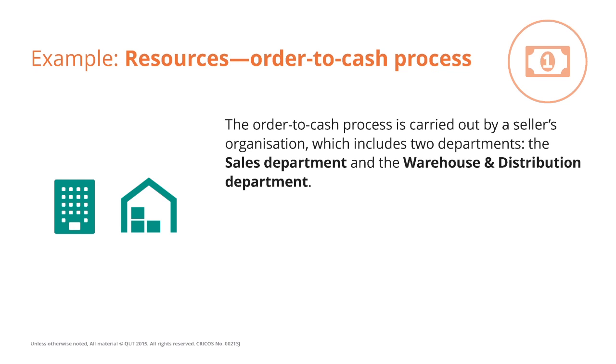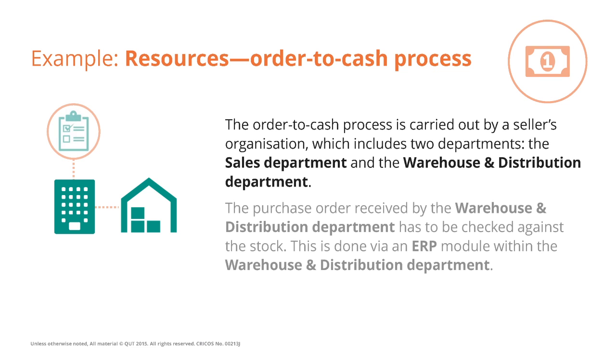Let's now take a look at this process from the point of view of the active resources that are involved in the execution of this process. So the order-to-cash process is carried out by a seller's organization, which includes two departments, the sales department and the warehouse and distribution department. The purchase order received by the warehouse and distribution department has to be checked against the stock. This is done by an ERP module within the warehouse and distribution department.